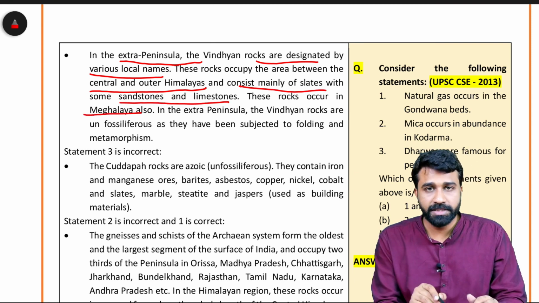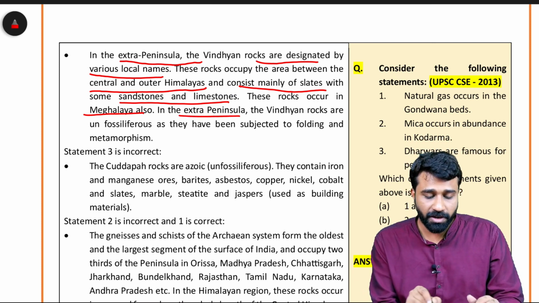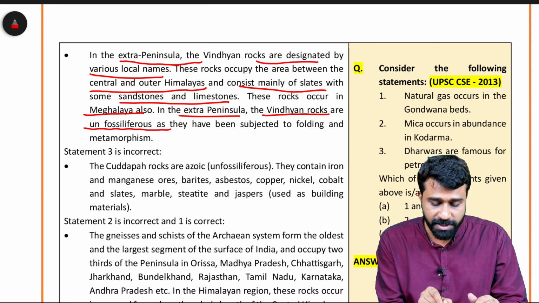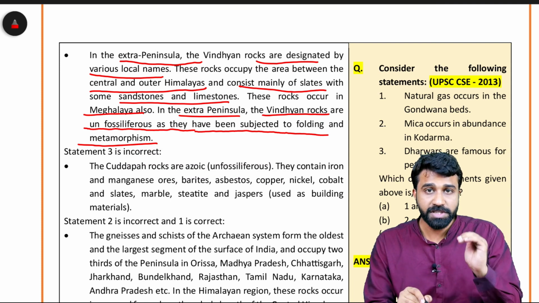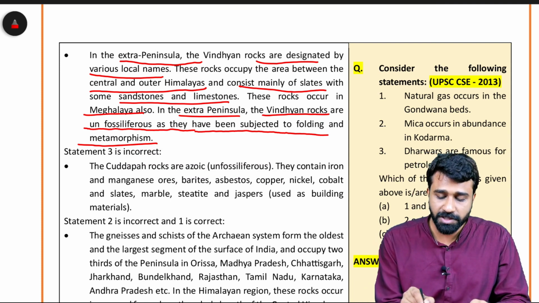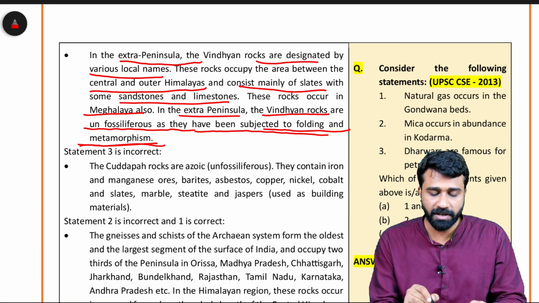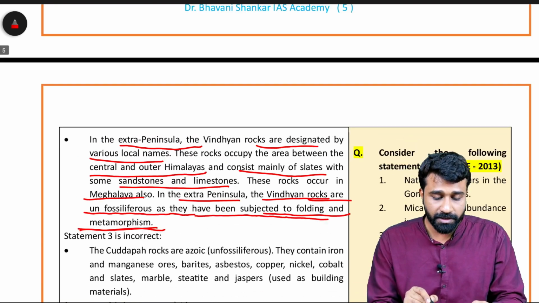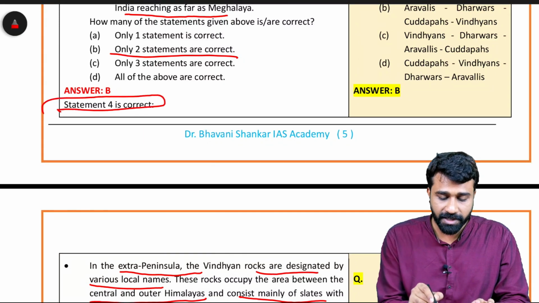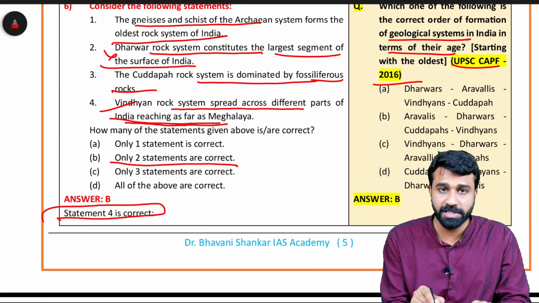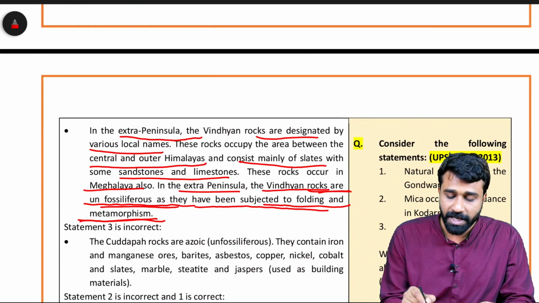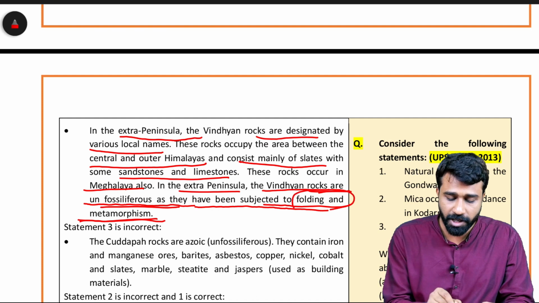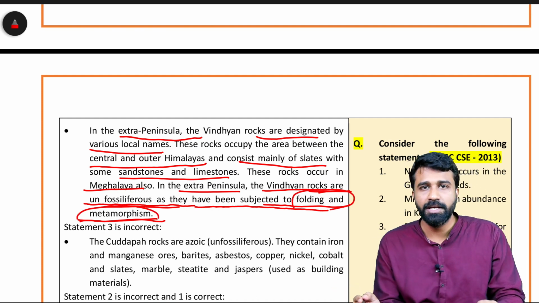They are also present in the Meghalaya part, and the extra peninsular Vindhyan rocks are also unfossiliferous as they have been subjected to folding and metamorphism. So, unfossiliferous as they have been subjected to folding and metamorphism, these Vindhyan rock statements are right. And the fourth statement is always correct here: the Vindhyan rock system, which is also present in Meghalaya, is unfossiliferous as it was subjected to a lot of folding and metamorphism in the geological period.